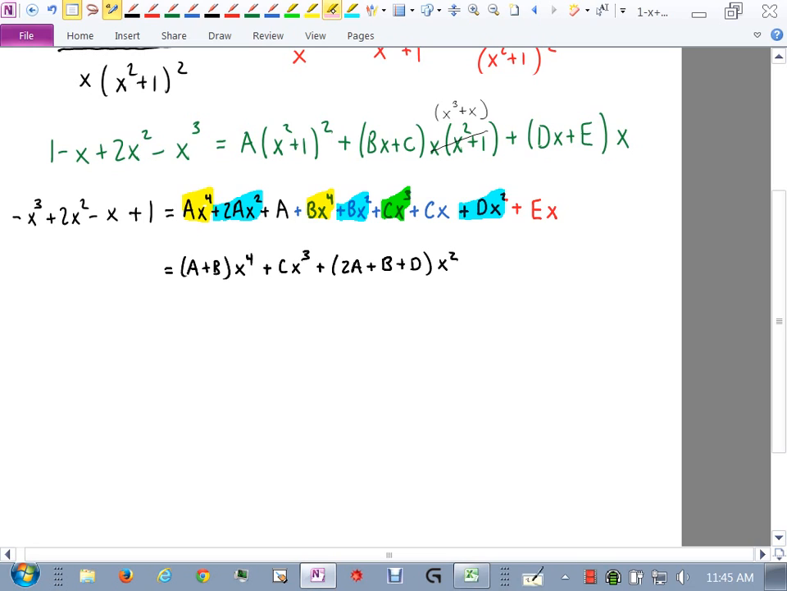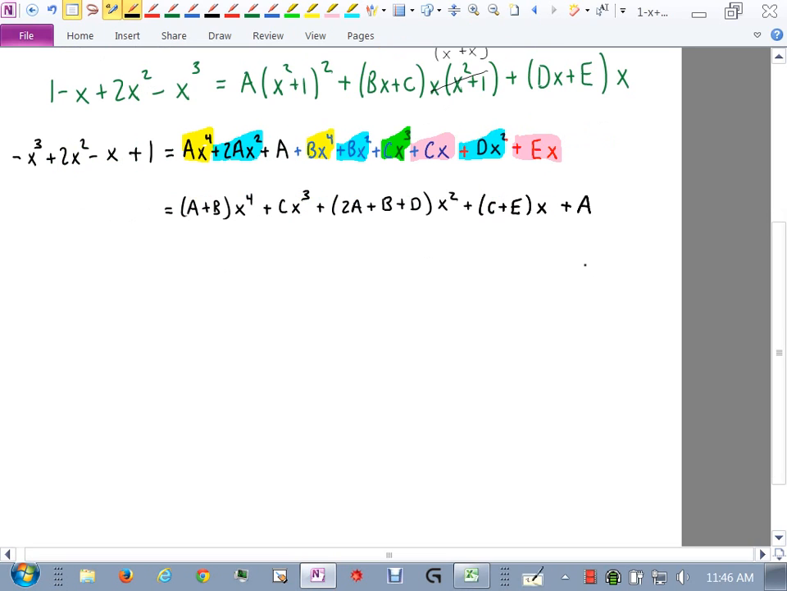Running out of colors. How about my x terms? I've got a cx and an ex. So c plus e x, and then how about constants? Just a plus a. So I think what I'll do now, any questions on this?